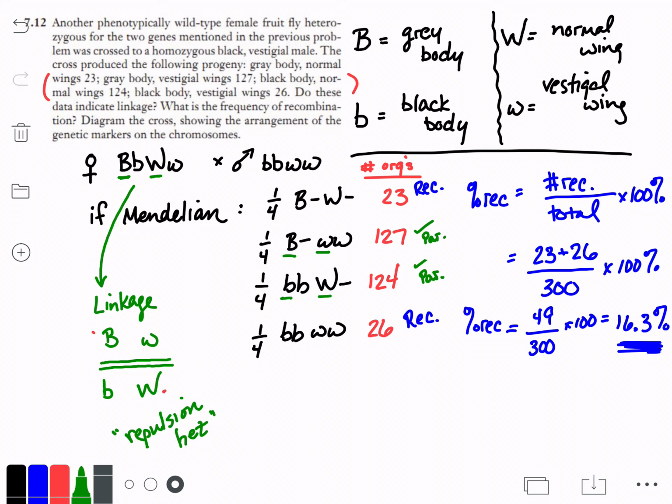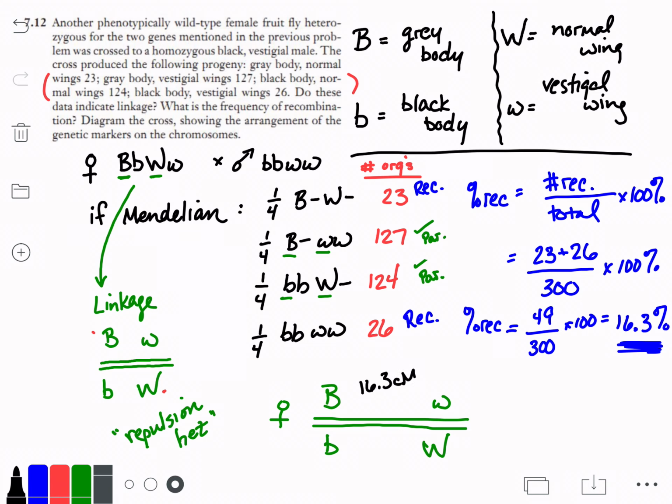When they tell us to diagram the cross, showing the arrangement of the genetic markers, what we're really looking for is the bottom line. So here is the female's genetic organization. We know that she has dominant for body type on the same chromosome as the recessive for wing, and vice versa. She's that repulsion heterozygote. And the other part we'll need on our diagram of the cross is the distance, 16.3 centimorgans. And that is our final answer.